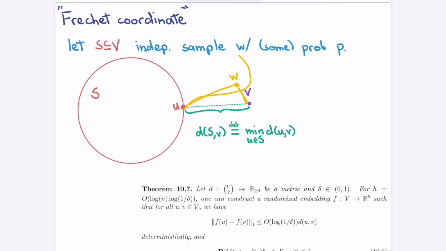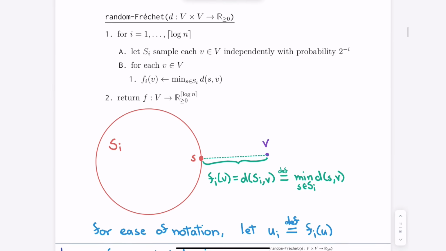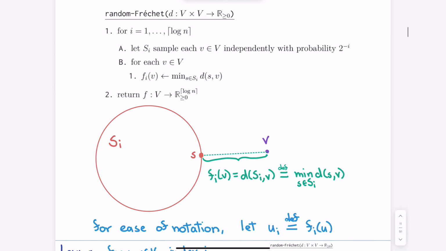So the full algorithm is going to do this many times. It's actually a very simple algorithm. We're going to sample at different scales: a random set of size on average 1, and a random set of size on average 2, then 4, 8, 16, 32.